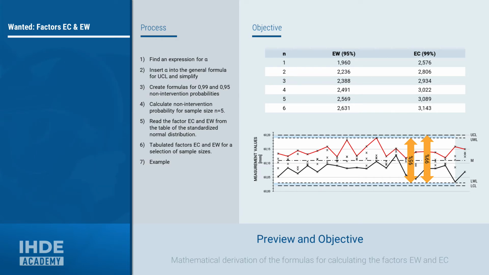First, find an expression for alpha. Then substitute this expression into the general formula for the upper control limit and simplify. Create this formula for the concrete probabilities of 95 and 99%. Then calculate the non-interference probability for a single value for a sample size of 5 in order to then determine the associated quantiles with the help of the standardized normal distribution. As a final result, we then get the table shown here with the factors for EW and EC.